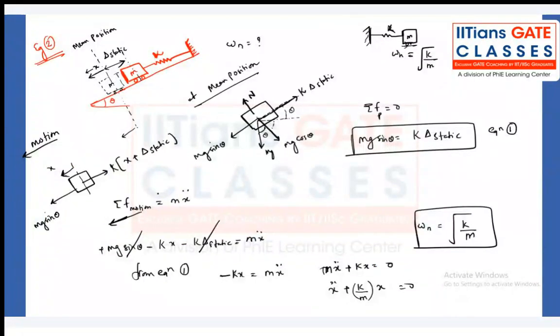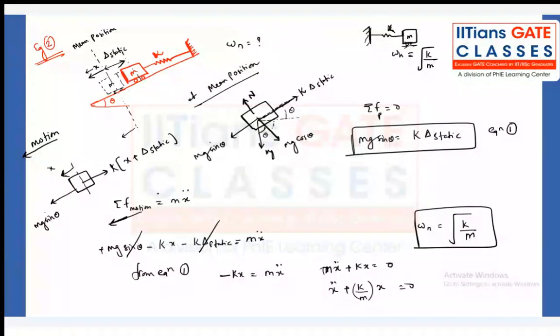Note on example number two, problem number two. Now the spring mass system is there, at an inclined position. Again, the moment you attach the mass, there is a static deflection. From the static deflection, we are displacing it by the amount x.